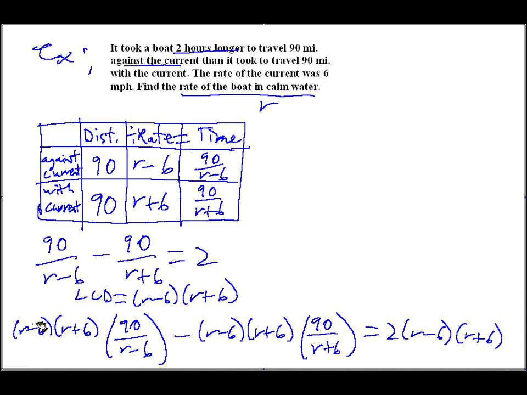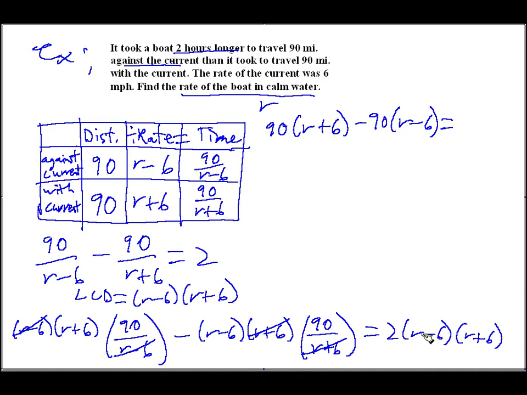Now, let's simplify that. So here, R minus 6 drops off. Can we see that? So I get 90 times R plus 6. Here, R plus 6 drops off. Can we see that? I get minus 90 times R minus 6. Equal to, here, what do I get?